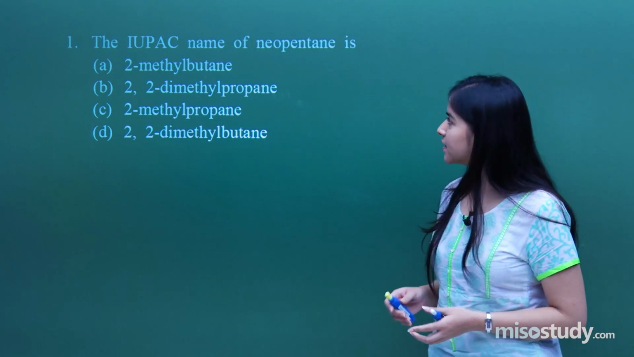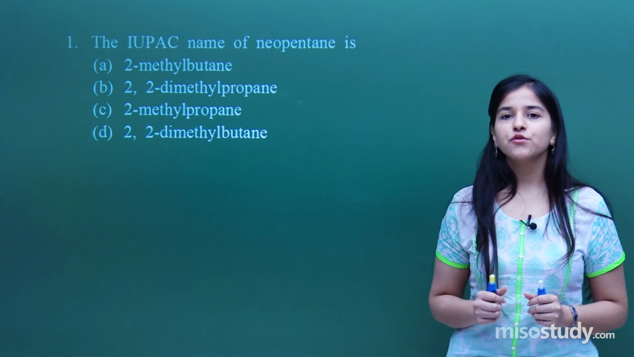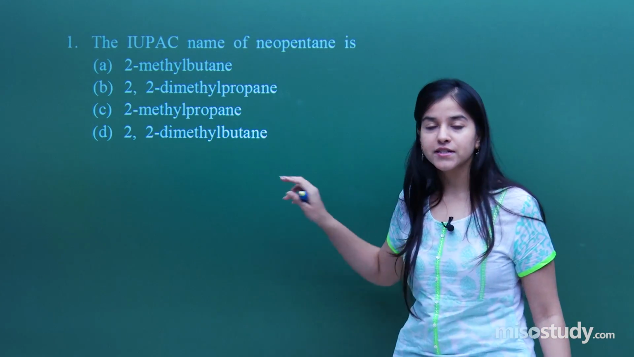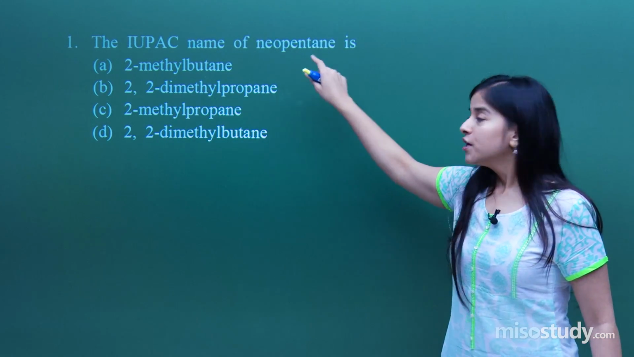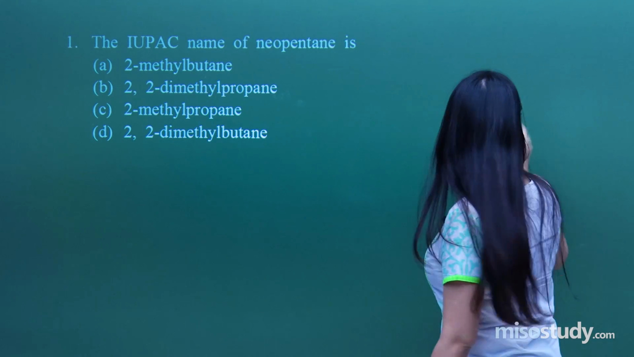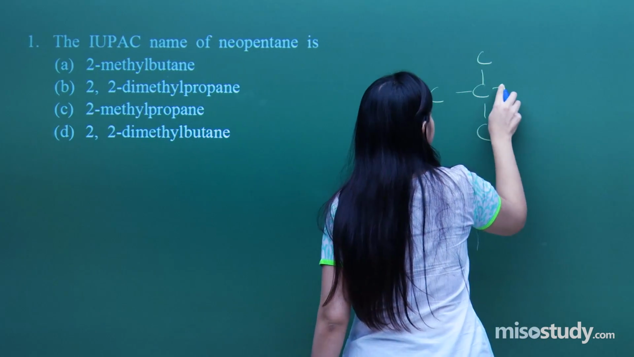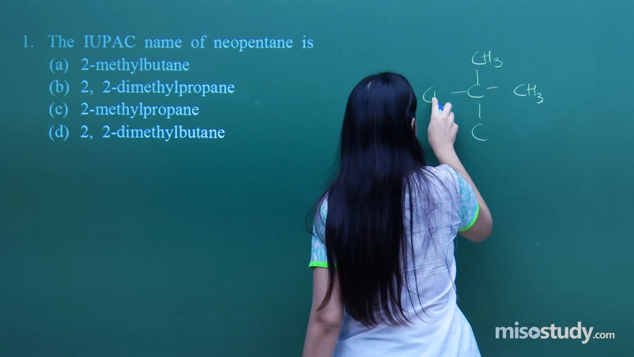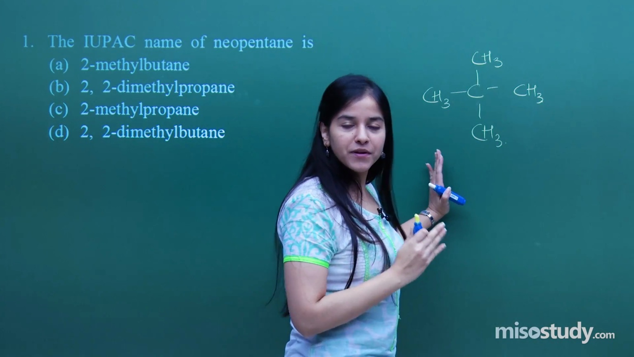What does it say? The IUPAC name of neopentane. First of all, you need to know what neopentane is, and you need to find out its IUPAC name. Neopentane is just a common name to it. So that means pentane, and what is neopentane? Let us draw the structure. I hope everybody knows the structure here. So it is this. Let me complete the hydrogens. So that is neopentane.